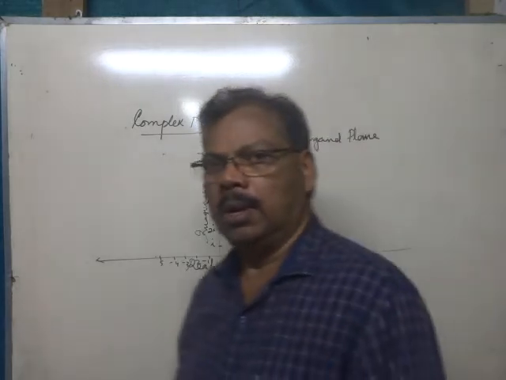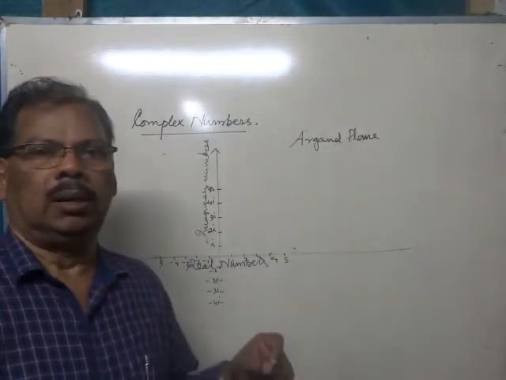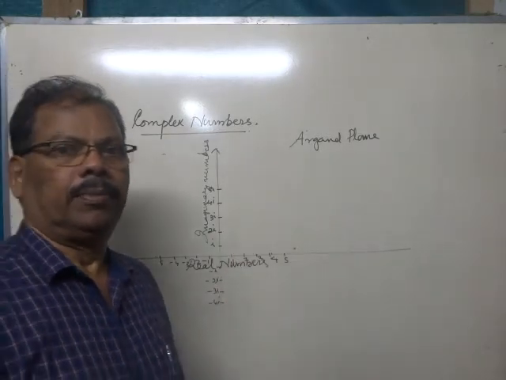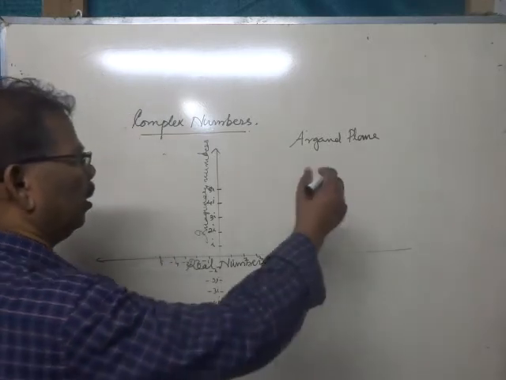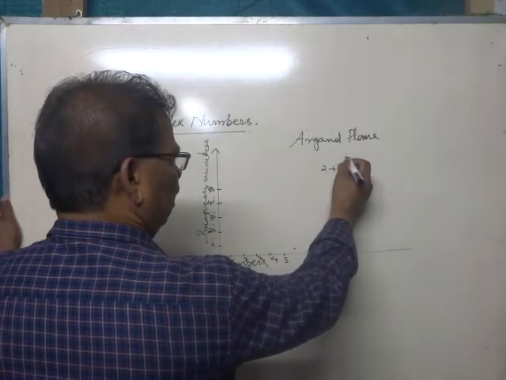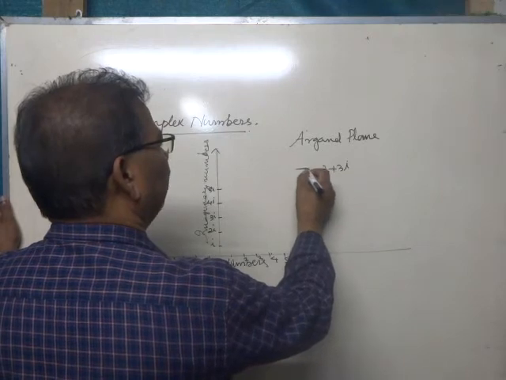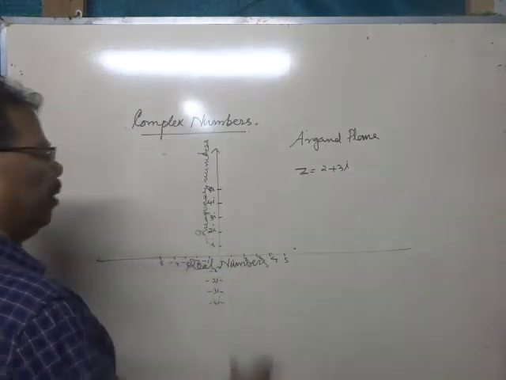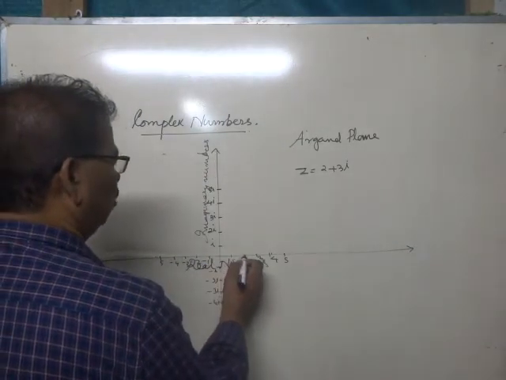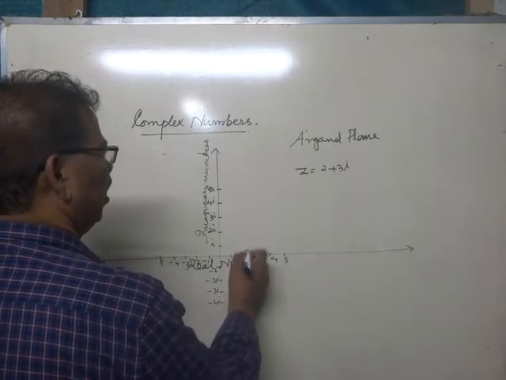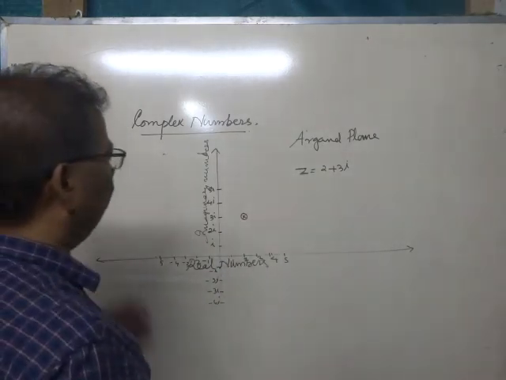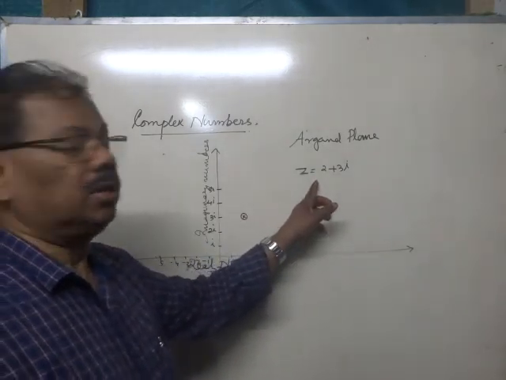Now, as in the case of marking points in coordinate geometry, we can mark complex numbers, say 2 plus 3i. Let z equals 2 plus 3i be a complex number. Where is its position? Real part is 2 units and imaginary part 3 units. Therefore, this will be the position of the complex number 2 plus 3i.